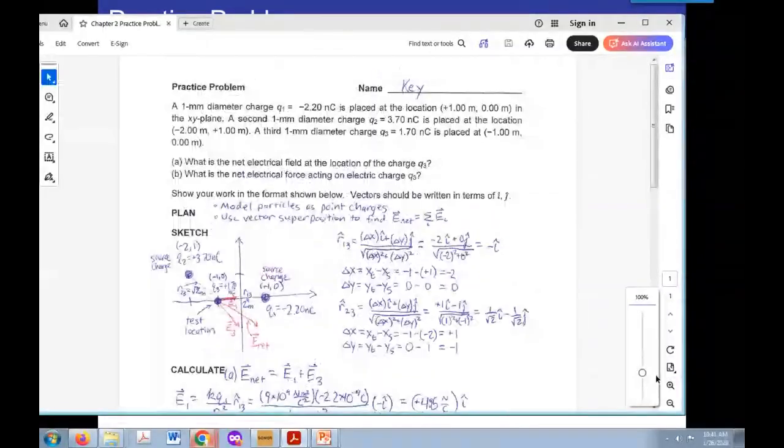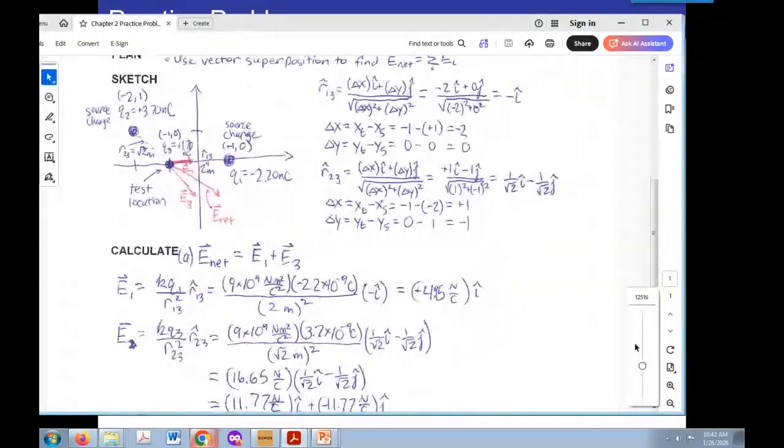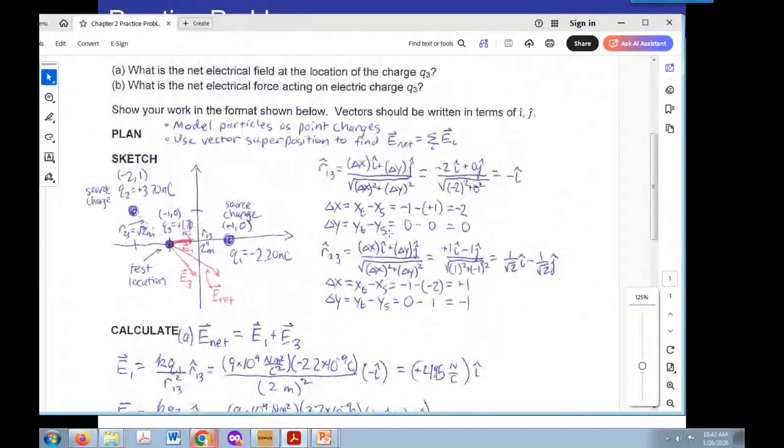In this problem, we were given some charges in the coordinate plane, and we needed to calculate the electric field at the location of charge Q3 and the electric force acting on that charge as well, okay? And so again, with these problems, you're going to want to start off with a good problem solving strategy: plan, sketch, calculate, check. That's our major steps. So, for example, in this problem, what might be your plan?